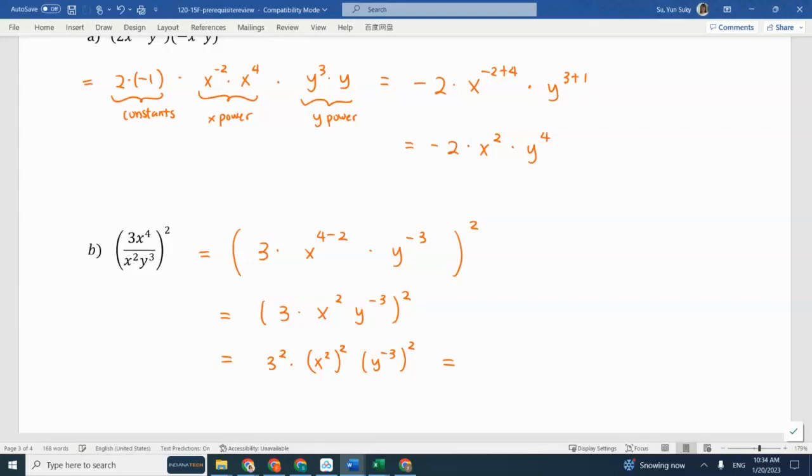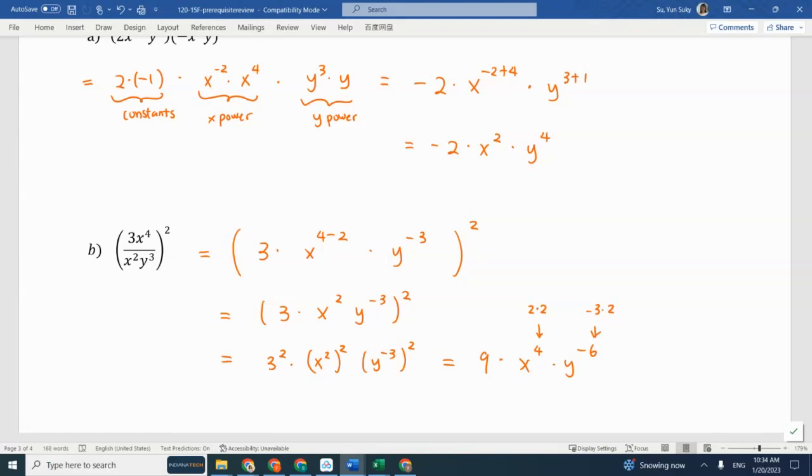What's 3 squared? 9. What's x squared squared? X to the 4. And how do you get a 4? You're doing 2 times 2. So even though 2 plus 2 also gives you 4, here it is actually 2 times 2. And y to the -6. Yes, that is -3 times 2. That gives you -6. Okay, so this is the simplified version.